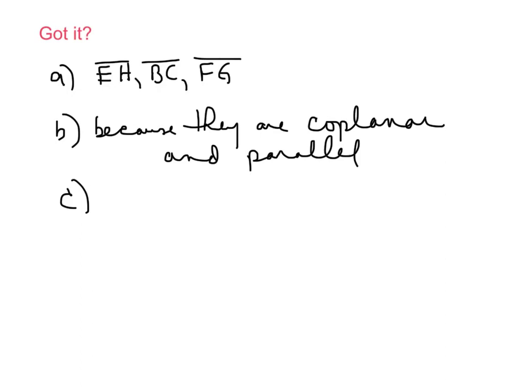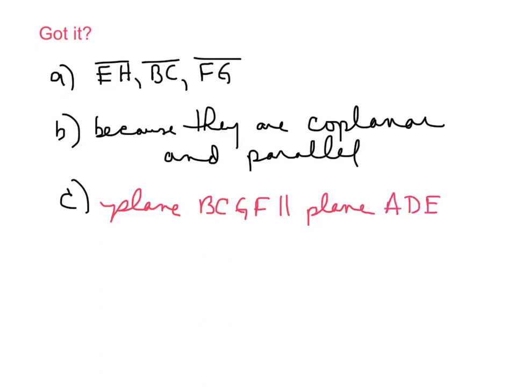Part C, what is another pair of parallel planes? Well, you could say plane BCGF, which is the back wall of the rectangular prism, is parallel to the front wall of the rectangular prism, which is plane ADEH. D, what are two segments parallel to DCGH? That's the right wall. So two segments that are parallel could be segment AB and segment EF.